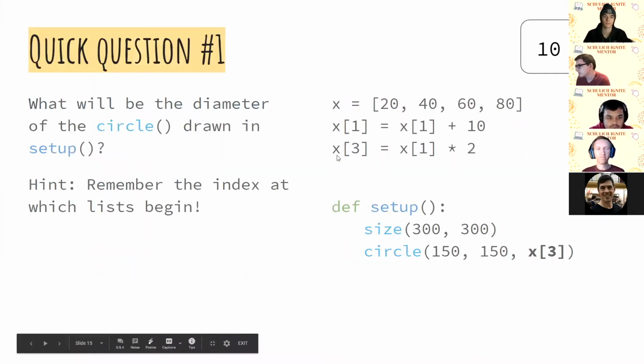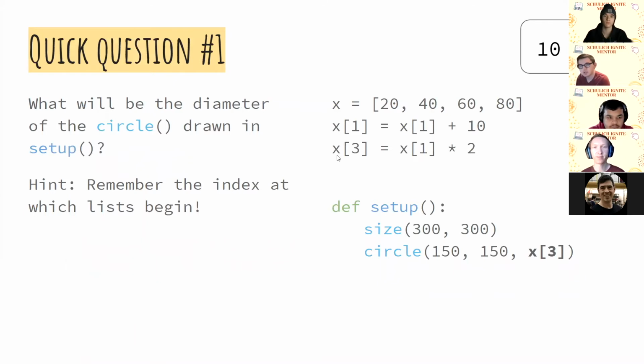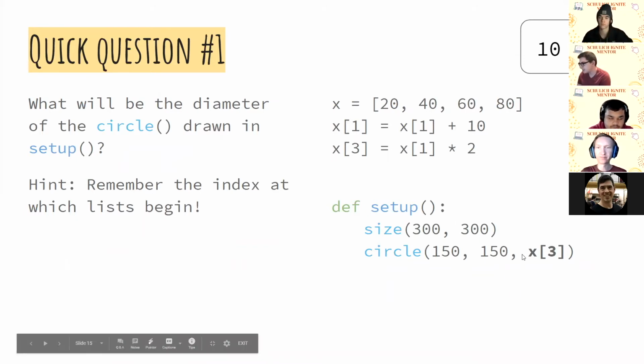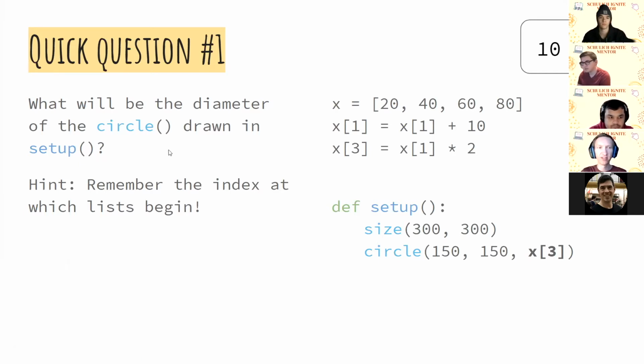All right, so we're on to our first quick question. We have some code on the right-hand side here. We are creating a list, assigning that to x. We're changing one of the values here, changing another value, and then we are drawing a circle here, using one of the values from the list. And so that question is asking, what is the diameter of the circle going to be?